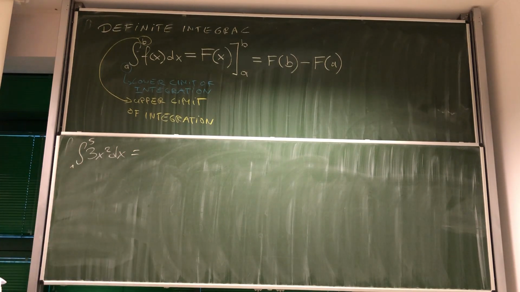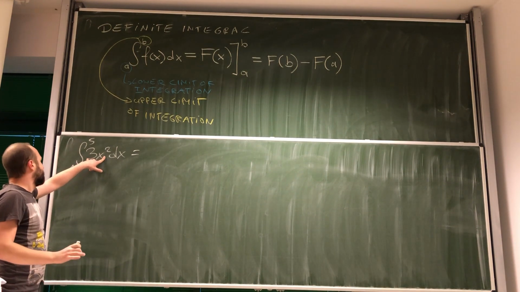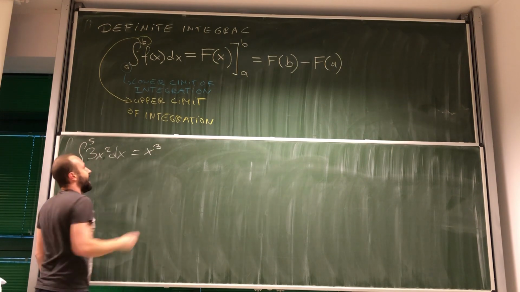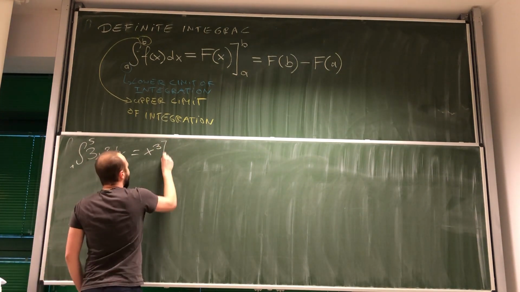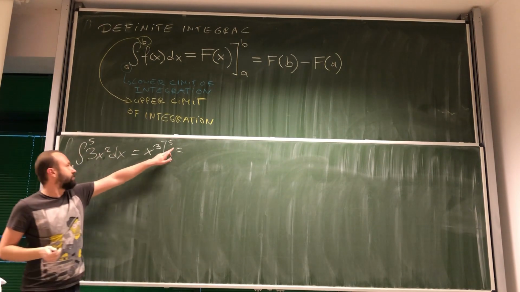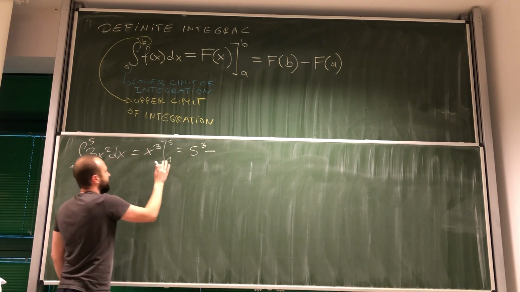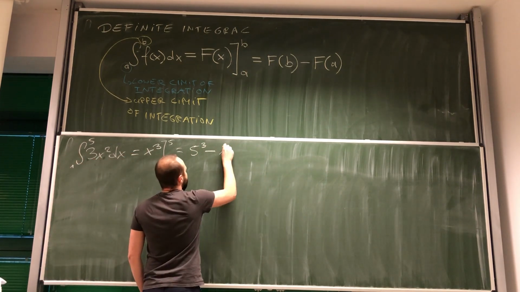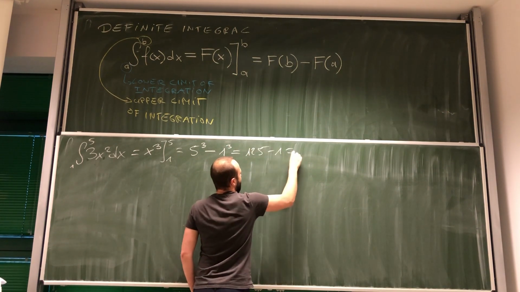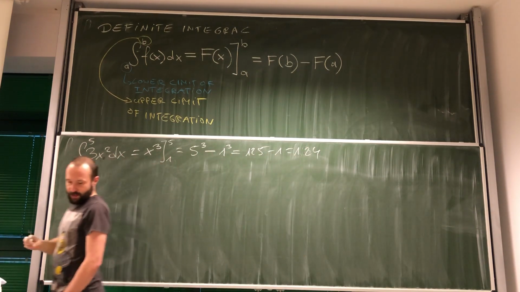So look, first thing I need to do is to calculate the indefinite integral. So this is going to be x cubed. And I'm putting 5 and 1 here. What am I doing next? I'm substituting first 5 instead of x, and I'm subtracting, and I substitute 1 instead of x. So I'm getting that this is 125 minus 1, which is 124.